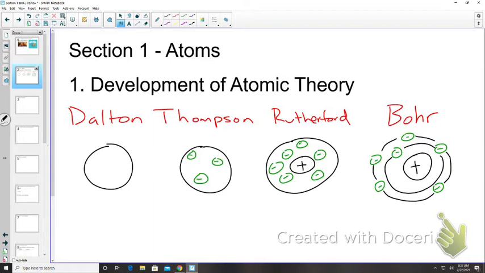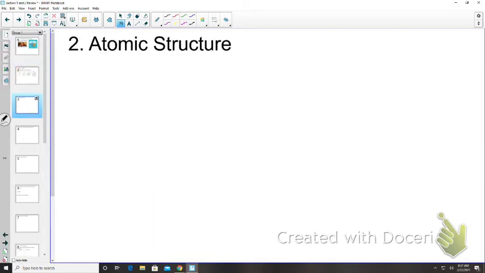No? Excellent. Next we had atomic structure, being what actually makes up the atom. Who can tell me what the 3 things are that make up an atom? Protons, neutrons, and electrons. Excellent. So we have protons, we have neutrons, and we have electrons.